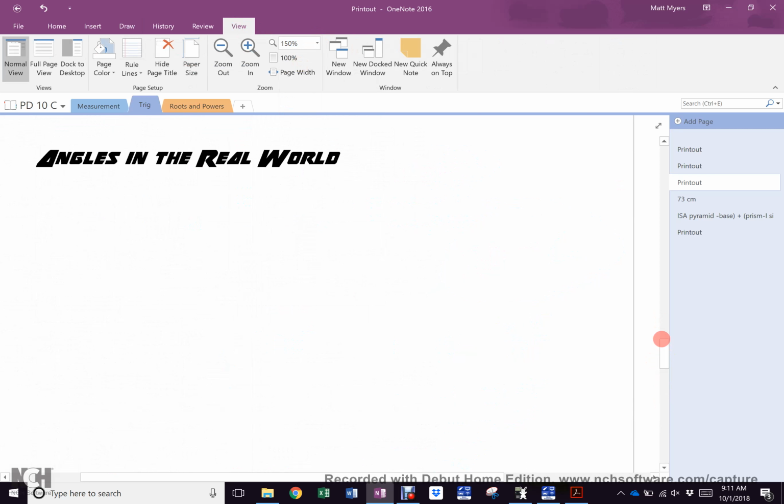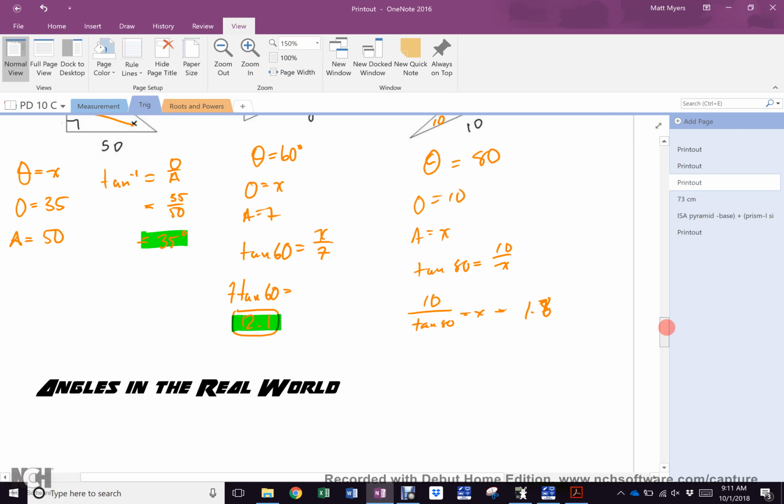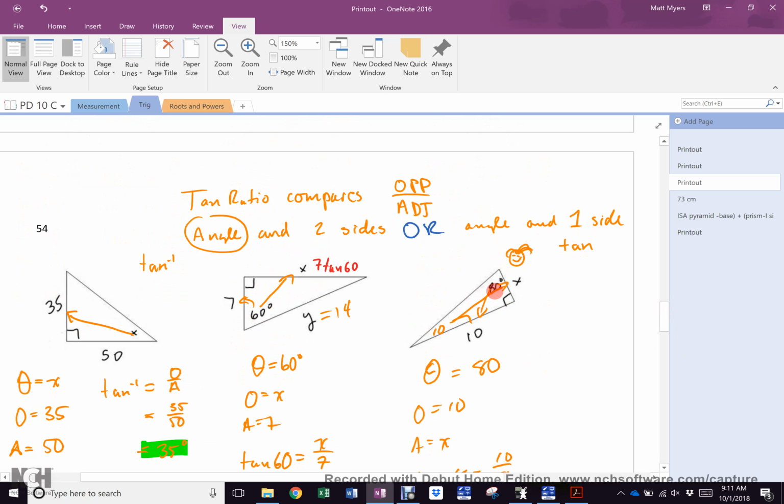Please go to page 50, where it says angles in the real world. Because, of course, I care about you people taking your knowledge to the real world. And in the real world, very rarely are there triangles floating in the middle of space. That's attached to a wall. They are not floating in the middle of the air.